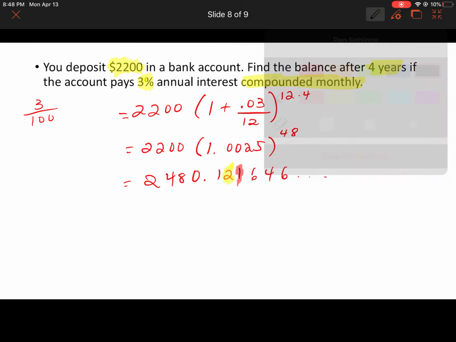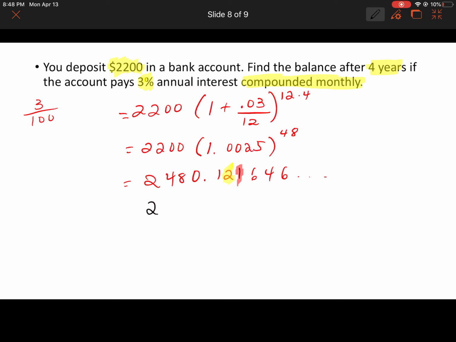There we go. Okay, so we want to round that 2 to see whether it stays a 2 or if it becomes a 3. Because the number after it, the one in red, is a 1, which is less than or equal to 4. The value actually stays the same, meaning we're going to have 2480 with 12 cents. This is going to be our final value for this bank account after 4 years.